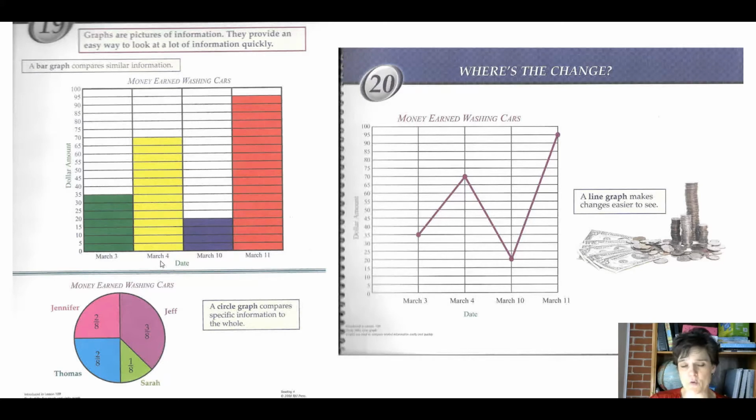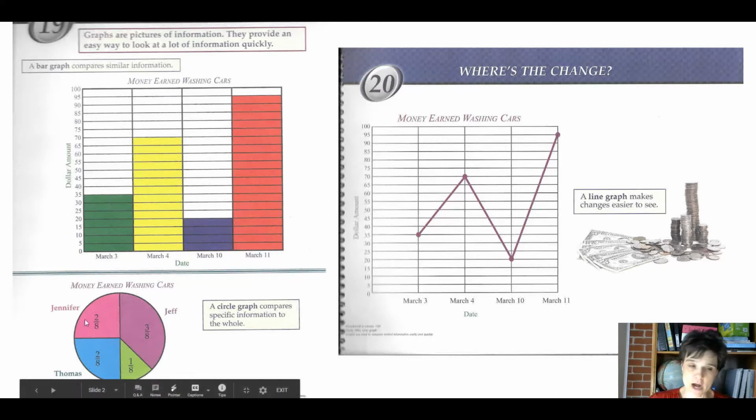So you could look at March the 4th and say each one of these is 5. So you could count 5, 10, 15, 20, 25, 30, 35, 40, 45, 50, 55, 60, 65, 70. So you could say March the 4th brought in $70 because this is the dollar amount. Okay, March 3rd brought in $35. So that means on the next day, on March the 4th, they made twice as much money because 35 and 35 is 70. So anyway, it just makes an easy way to compare similar information.